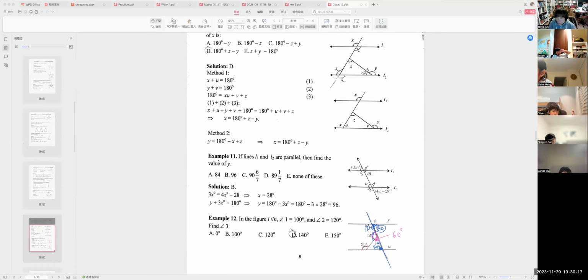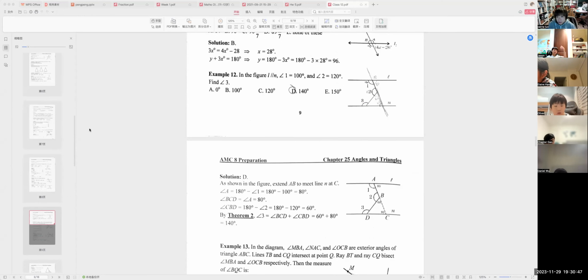Okay, so this 3 is for this triangle. 3 is the outer side of this triangle. Okay, so 60 plus 80 equals what? 140. Get it? Now you understood, right? Okay, very good. If you don't understand, you ask me, okay? So it's not that hard.